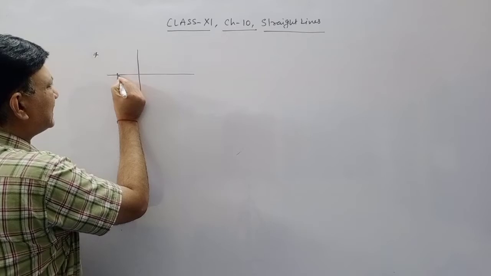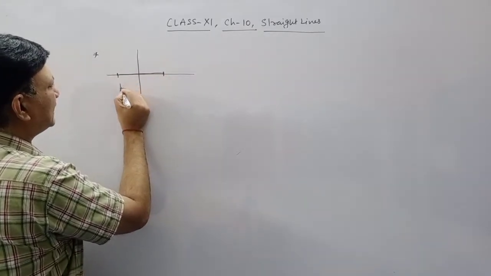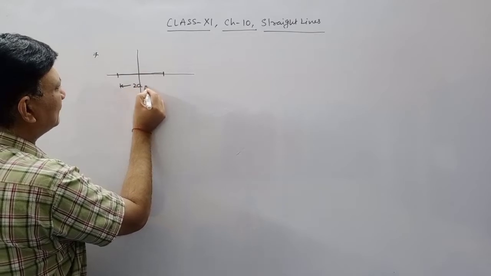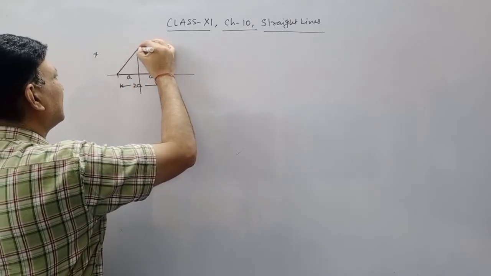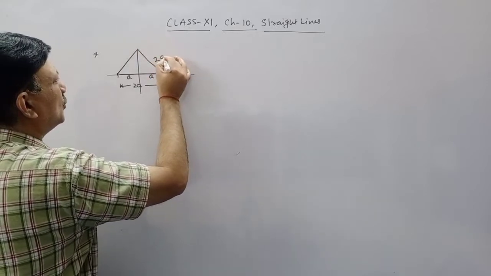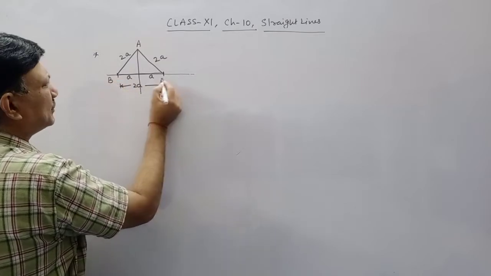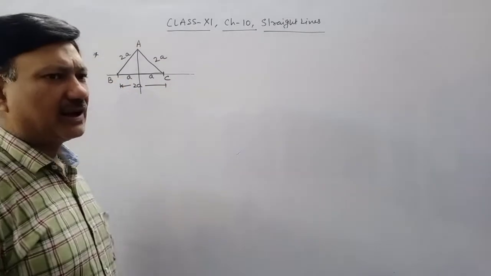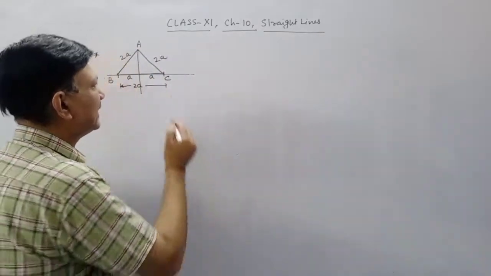So triangle is like this, origin is the midpoint. So this total side is 2a. That means this is a, this is a, this is 2a, this is 2a. Let this point is A, this point is B, this point is C. अब आपको क्वेश्चन ये पूछा गया है, find the coordinates of the triangle.